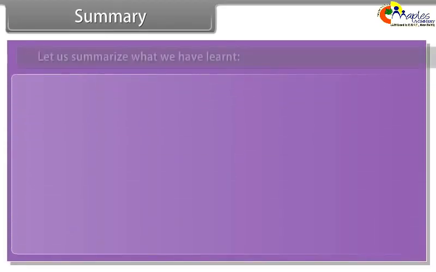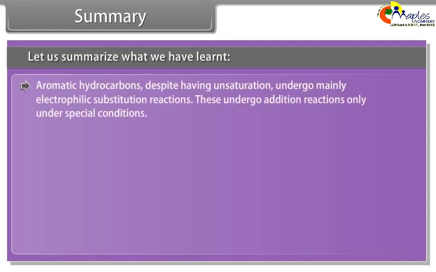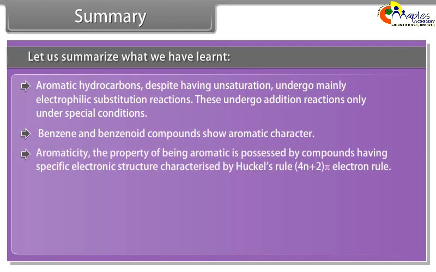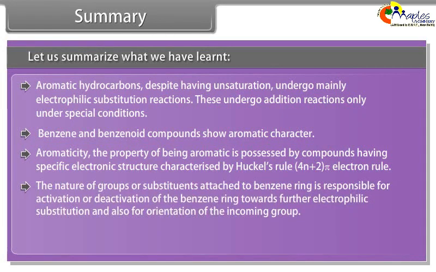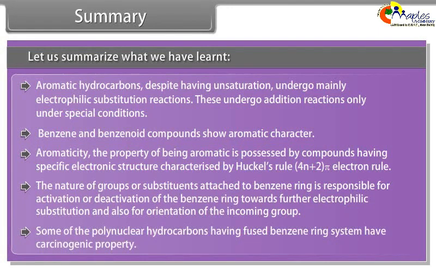Summary. Let us summarize what we have learned. Aromatic hydrocarbons, despite having unsaturation, undergo mainly electrophilic substitution reactions. These undergo addition reactions only under special conditions. Benzene and benzenoid compounds show aromatic character. Aromaticity, the property of being aromatic, is possessed by compounds having specific electronic structure characterized by Huckel's rule, the 4n+2 pi electron rule. The nature of groups or substituents attached to the benzene ring is responsible for activation or deactivation of the benzene ring towards further electrophilic substitution and also for orientation of the incoming group. Some of the polynuclear hydrocarbons having fused benzene ring system have carcinogenic property.